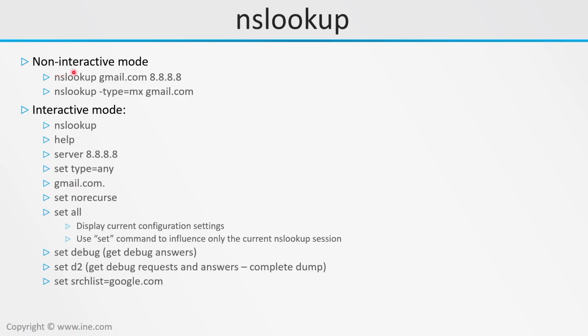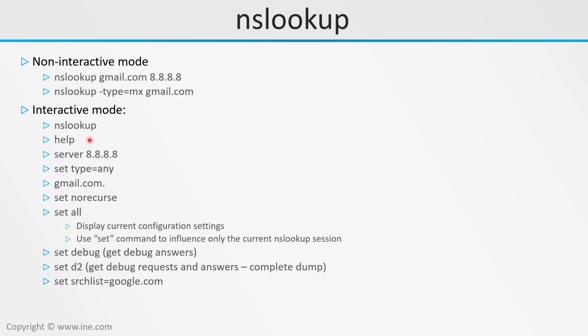Okay, so for the non-interactive mode, this is a normal query for gmail.com, and the DNS server that we're pointing to is 8.8.8.8. Okay, and it specifies A records by default. And if we want to specify a DNS record type other than A, we can use nslookup -type, and in this case we're specifying an MX record that we want to query for gmail.com.